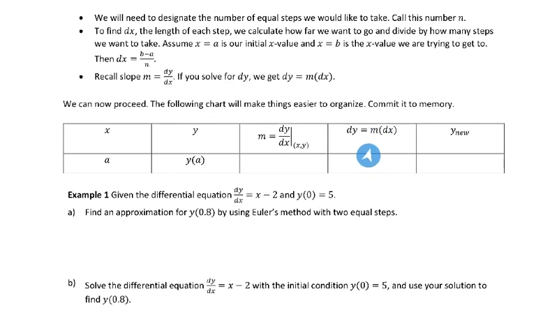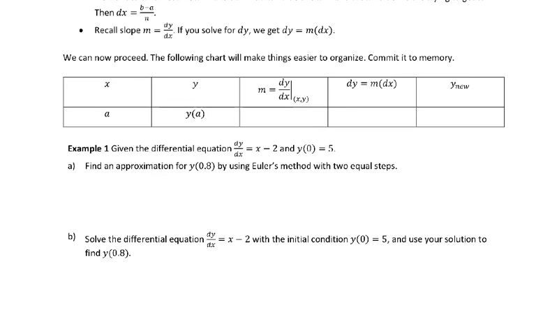And then when you get that change in y, you add it to your original y to get your new y. All of this isn't really going to make sense until we just do a problem. So let's jump into example 1. It says, given the differential equation dy/dx = x - 2 and the initial position y(0) = 5, find an approximation for y(0.8) by using Euler's method with 2 equal steps.